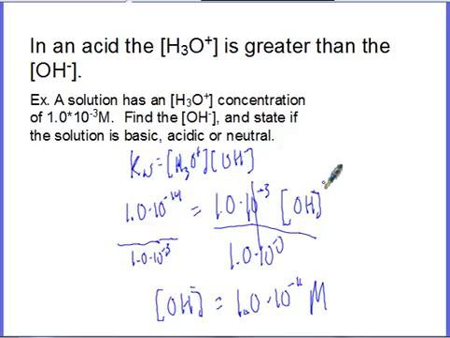So let's look at this. Is this solution acidic or basic or neutral? Our H3O concentration was 1.0 times 10 to the negative third molar. Our OH concentration was 1.0 times 10 to the negative 11th molar. Well, our hydronium concentration is much larger than this by a factor of what? 10 to the 8th. By a factor of 10 to the 8th, we have more concentration of hydronium than we do have hydroxide. So this is an acidic solution.